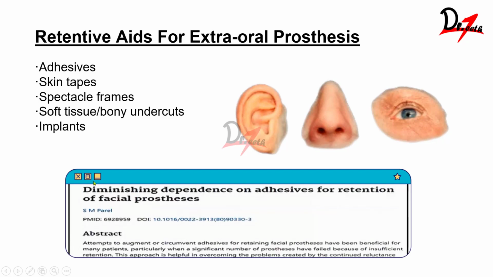Now, this is an article which was published in 1980. Here, the authors emphasized that a number of prostheses fail because of insufficient retention, and they proposed that anatomical undercuts can be created to improve the retention rather than relying just on adhesive. So they said that don't just rely on adhesives for retention. What you can do is certain minor surgical alterations that can improve the retention.